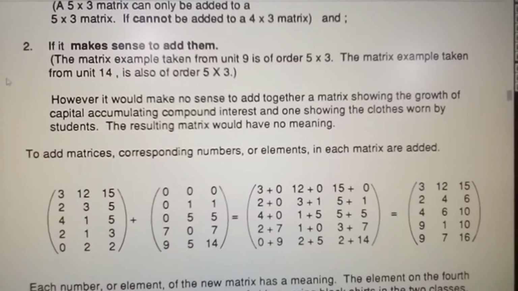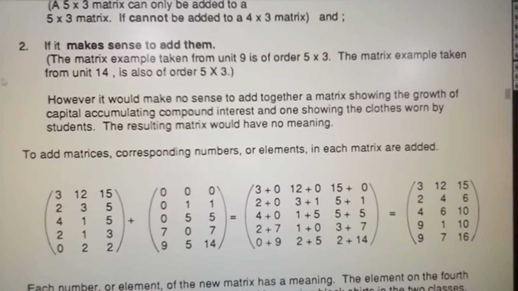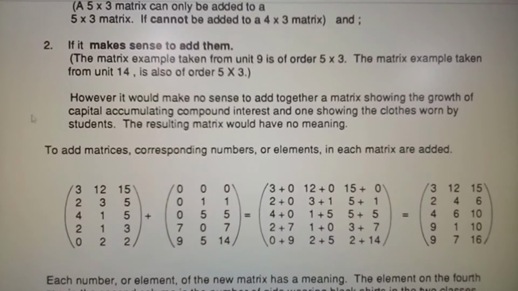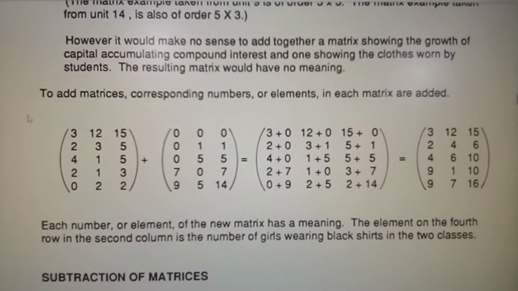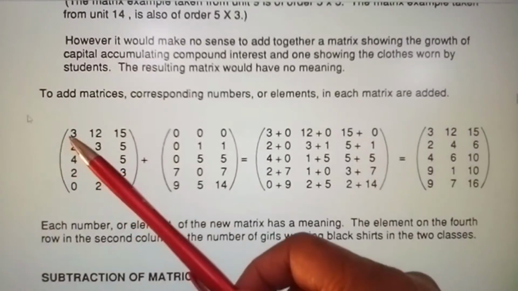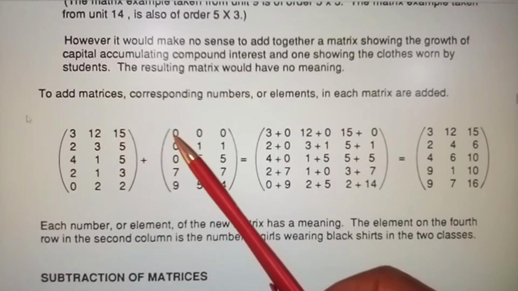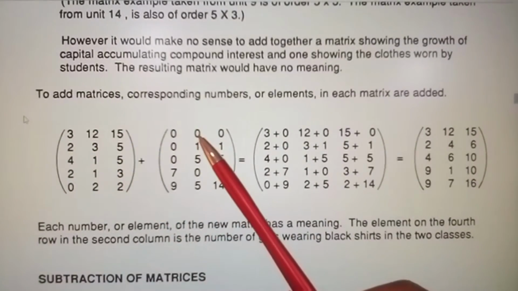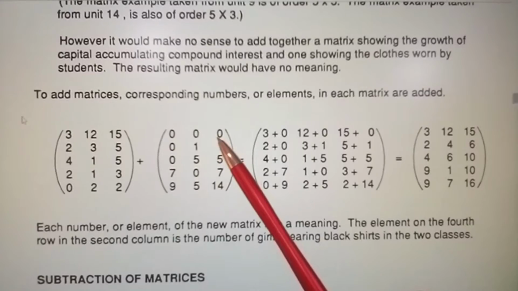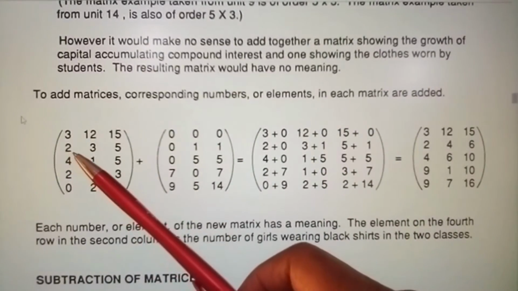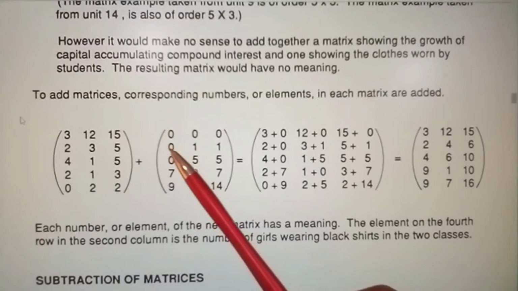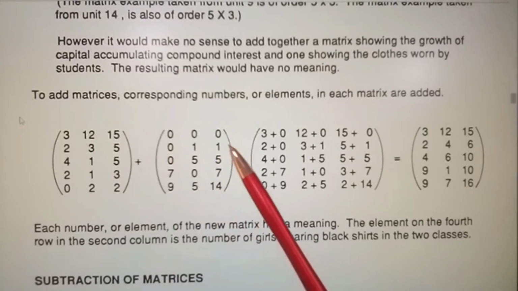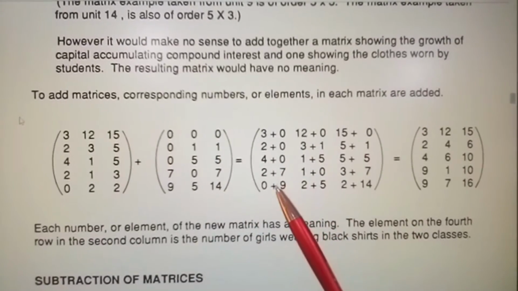To add matrices, corresponding elements in each matrix are added. So let's look at this. What we're saying here is 3 plus 0, which we have here, 3 plus 0, 12 plus 0, 15 plus 0. Okay? We have 2 plus 0, 3 plus 1, 5 plus 1, and this is what we have here. Okay? Now this is pretty simple enough.